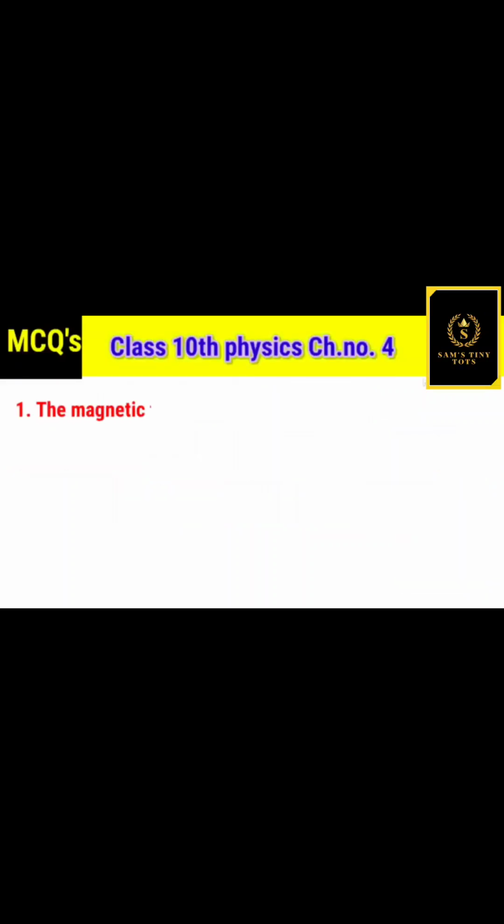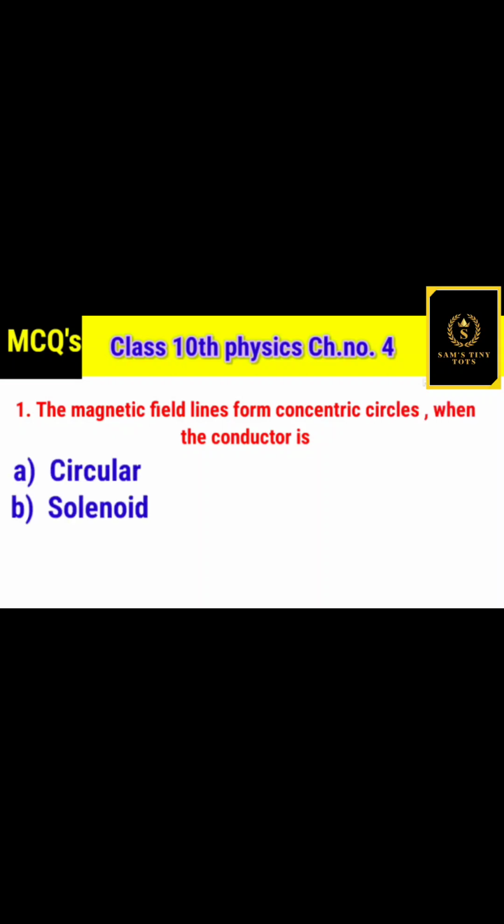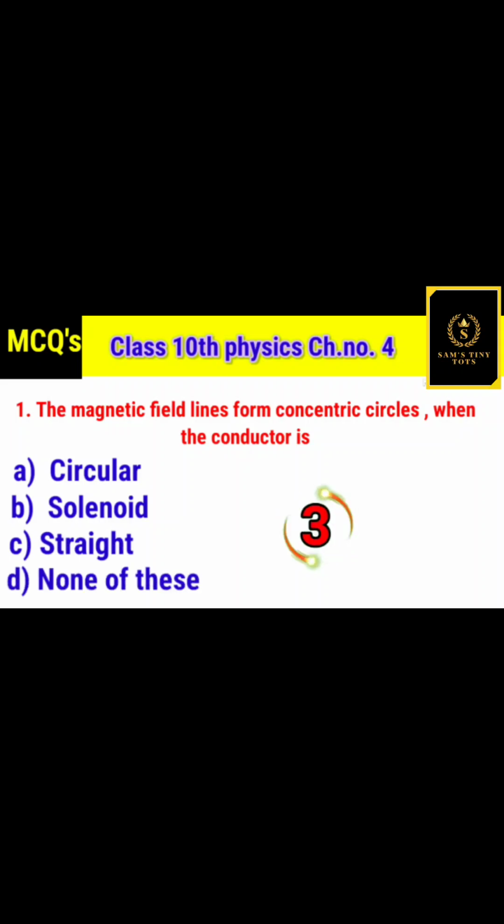Number 1. The magnetic field lines form concentric circles when the conductor is option A circular, option B solenoid, option C straight, and option D none of these. And the correct option is option C straight.